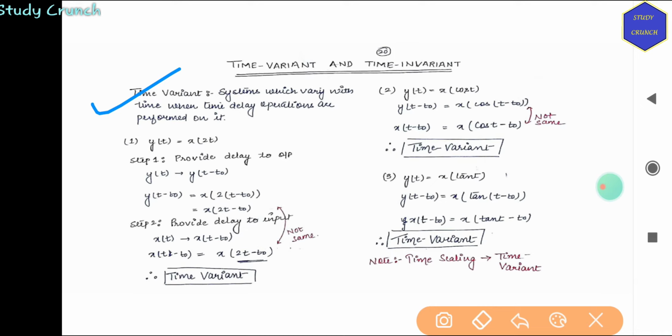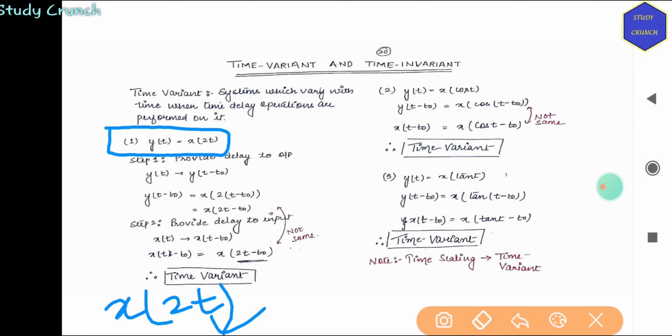So let's see by an example. y(t) is equal to x(2t). First of all, we'll be providing delay to the output, that is t minus t naught. So y(t minus t naught) will be x(2(t minus t naught)). Now just remember, y(t) is x(2t), right? Now x(2t) means the operation will be on time. So t minus t naught will be only on time. It will be like this.